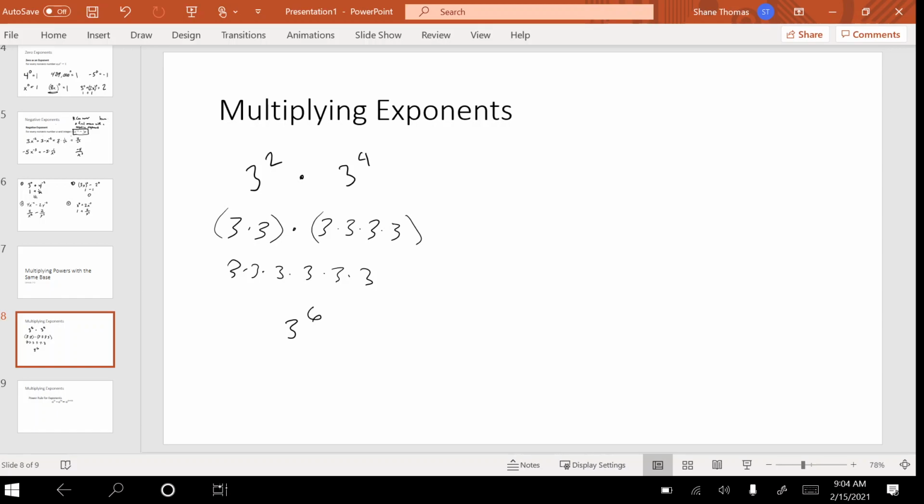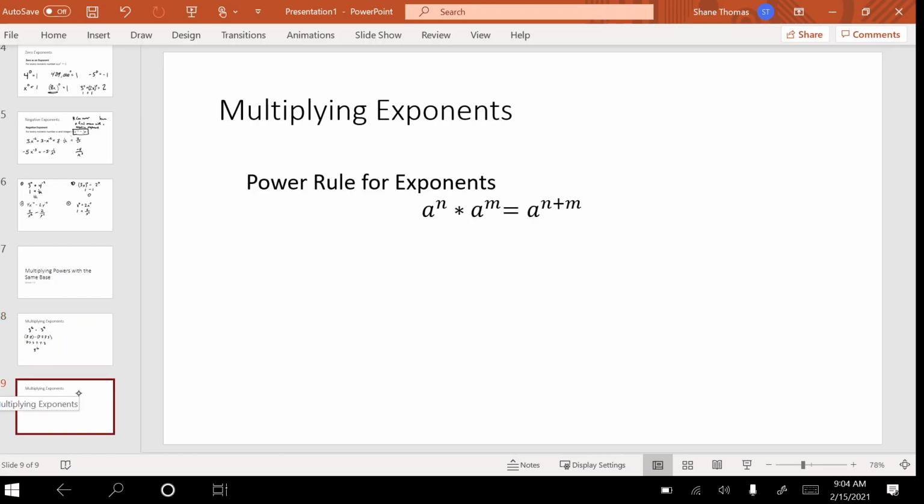Questions on this? You see how I got this? Questions on this? Wouldn't it be like 3 to 5? Could you just take the 2 and the 4, smash it together, 6? There we go. That leads us to our rule. I was hoping someone would say that.